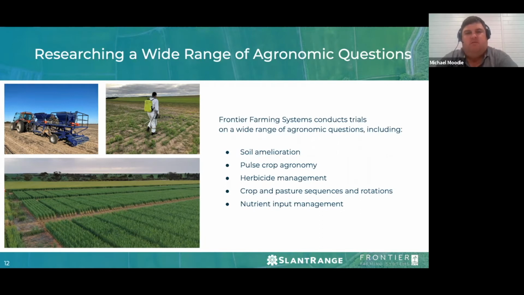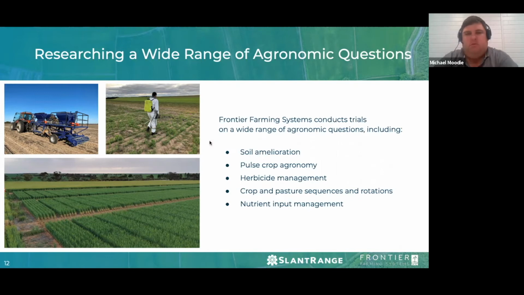Some of the things that we're currently doing at the moment is looking at soil amelioration, pulse crop agronomy, so things like chickpeas, lentils, field peas. We do some herbicide management work. We look at crop rotations and pasture sequences, and the long-term effect of those pastures on crops. And also we look at nutrient management. And I've put this suite up here because this is a suite of topics that I think the aerial phenotyping can really help us bring some clarity around.